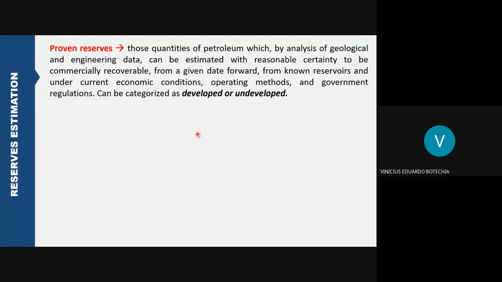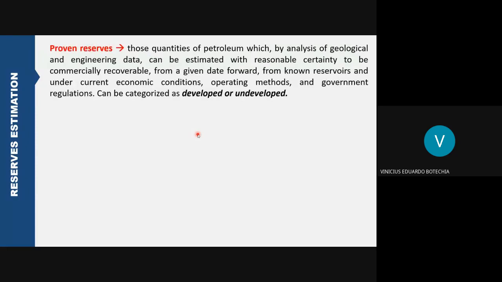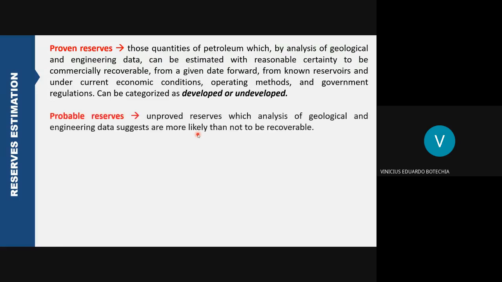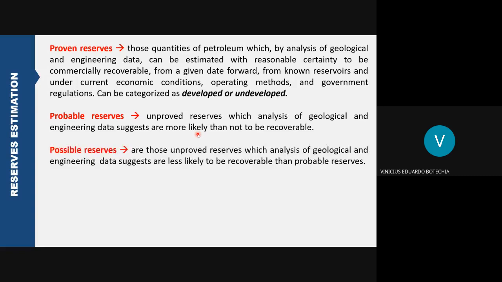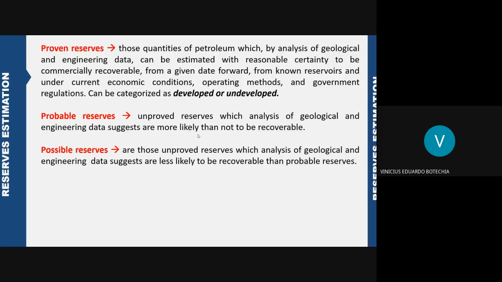So as I said, you can use this kind of approach or other ones to make reserves estimation, right? So the proven reserves is the quantity of petroleum that after the analysis can be estimated with reasonable certainty to be commercially recoverable, right? Under current economic conditions. The probable reserves are unproved reserves, which analysis suggests are more likely than not to be recoverable. And the possible reserves are the unproved reserves, which analysis of the data suggests are less likely to be recoverable than the probable reserves. And let's see some example of how to do that.